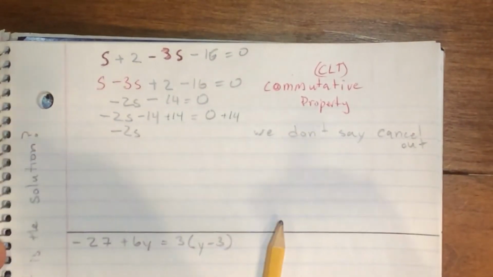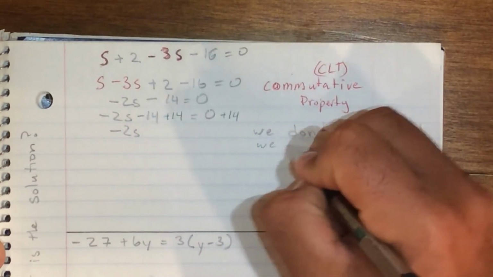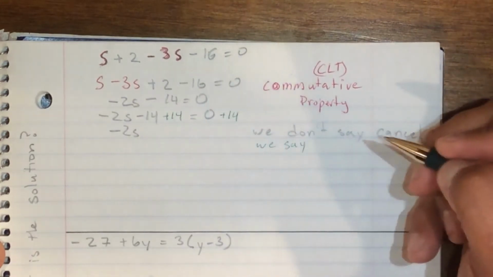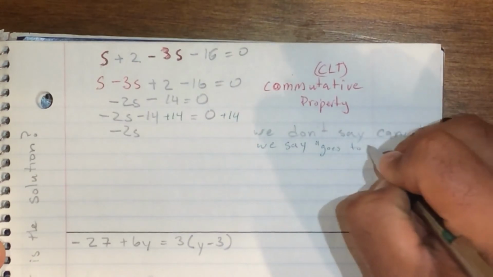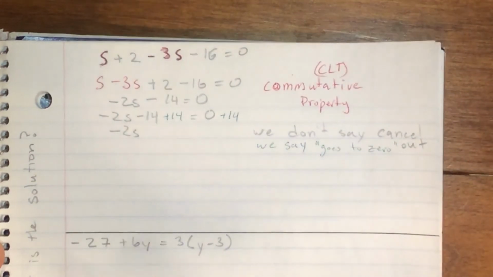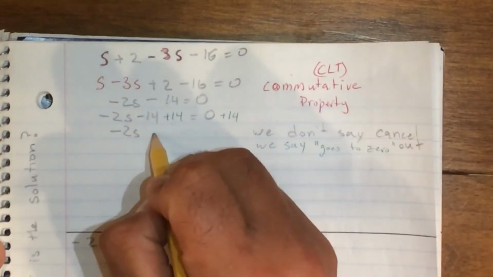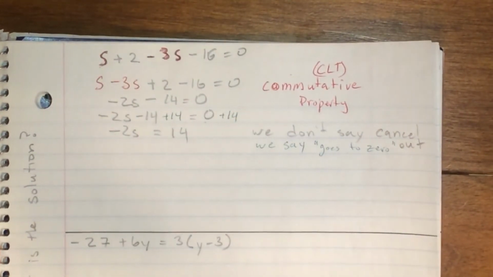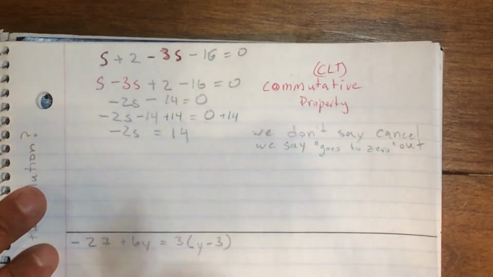For this one, I don't know if we say 0 or goes to 0. Let's just put goes to 0. That's basically what happens. When you have negative 14 plus 14, this goes to 0. So it's going to be equal to, and then 0 plus 14 would be 14. And then we go ahead and do it again. We have a new thing we have to do. So we have negative 2 times s is equal to 14.